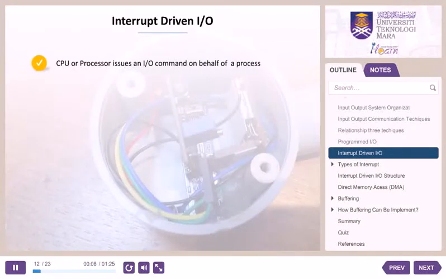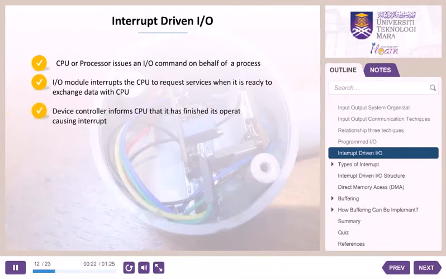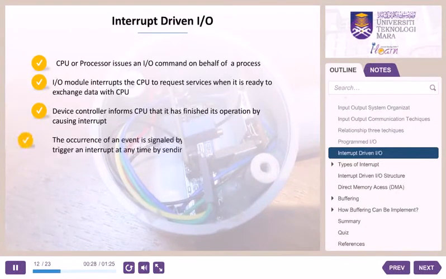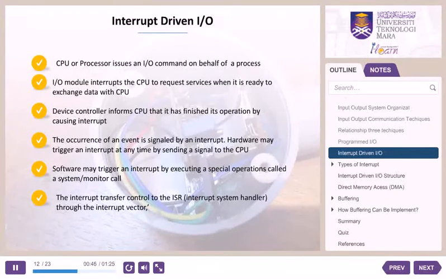In this mode, the CPU issues an input-output command to a module and then goes on to do some other useful work. The input-output module interrupts the CPU to request services when it is ready to exchange data with the CPU. The device controller informs the CPU that it has finished its operation by causing an interrupt. The occurrence of an event is signaled by an interrupt. Hardware may trigger an interrupt at any time by sending a signal to the CPU. Software may trigger an interrupt by executing a special operation called a system or monitor call. The interrupt transfers control to the ISR, interrupt service routine, through the interrupt vector.